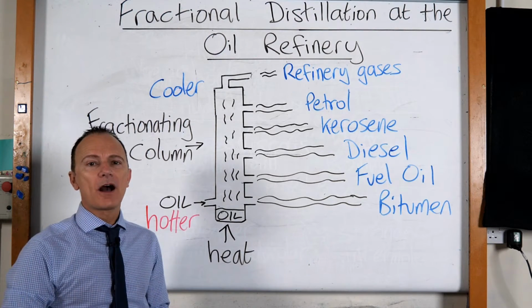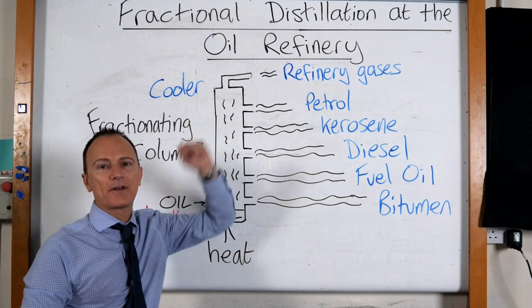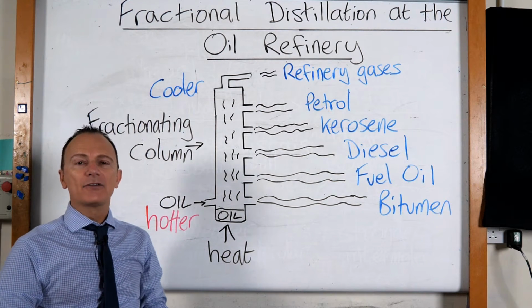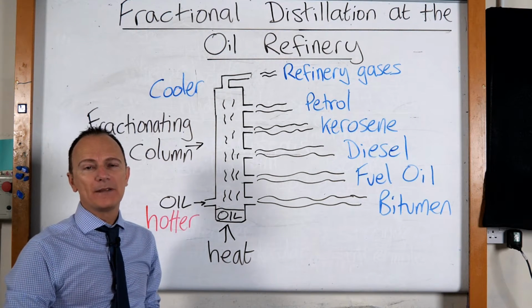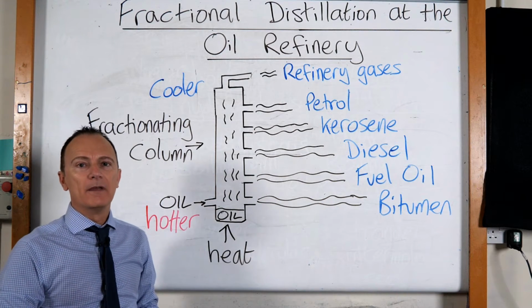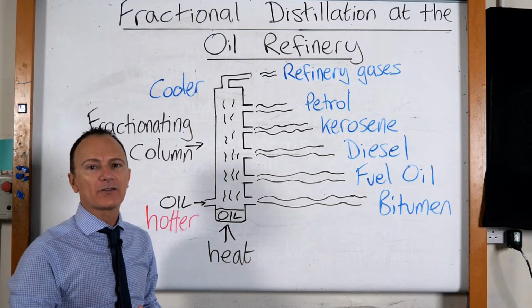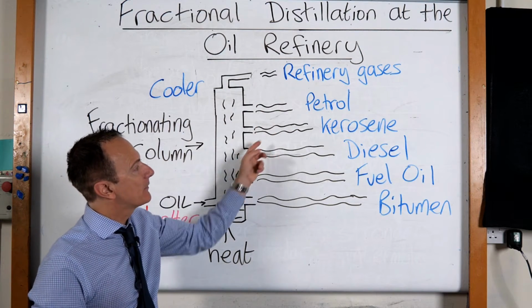The short hydrocarbons with low boiling points condense and exit near the top of the column. And the longer hydrocarbons with higher boiling points condense and exit near the bottom of the column. So in this way, we separate out the crude oil into different fractions of roughly the same size molecules.